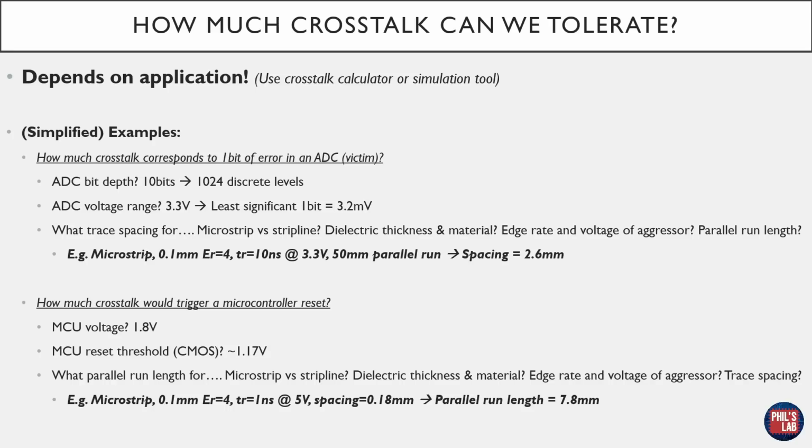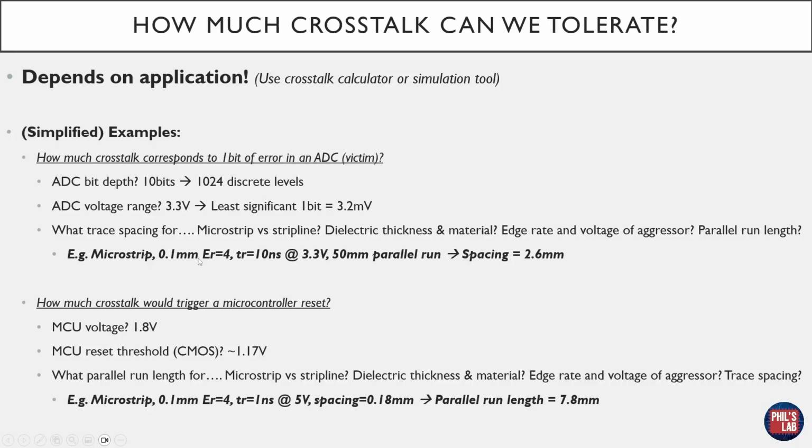Then we have to ask the question, what is our PCB routing like? Are we routing as a microstrip, so an external layer trace, or an internal layer trace? What's the dielectric thickness, the material? What is the edge rate and the voltage of the aggressor, so maybe of our digital line that runs close to this ADC trace? And what's the length of a parallel run? And from this information, we can then get a minimum spacing to that ADC trace.